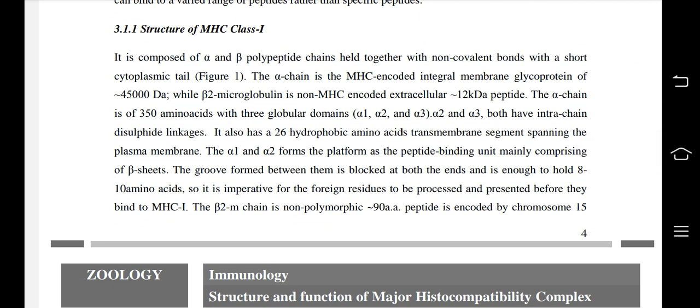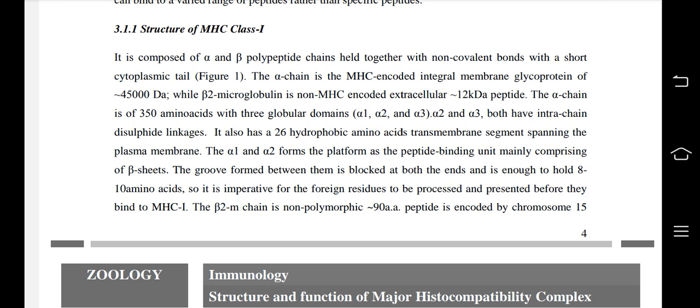Structure of MHC class 1. It is composed of alpha and beta polypeptide chains held together with non-covalent bonds, with a short cytoplasmic tail. The alpha chain is the MHC-encoded integral membrane glycoprotein of about 45,000 Dalton, while beta-2 microglobulin is a non-MHC-encoded extracellular 12 kilodalton peptide.